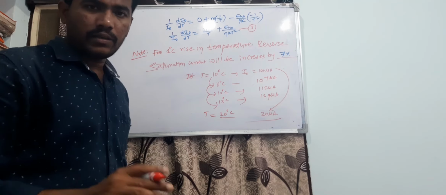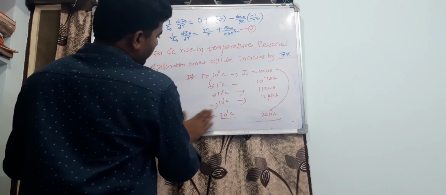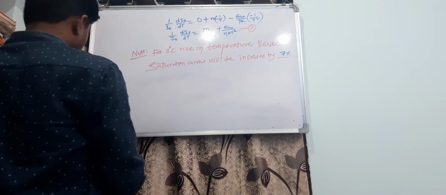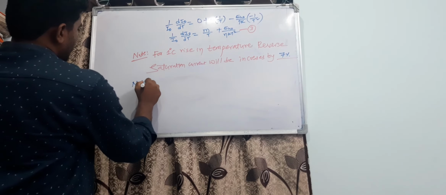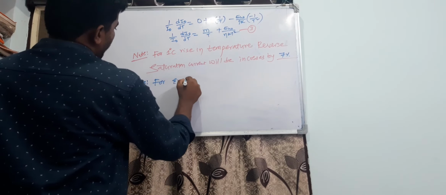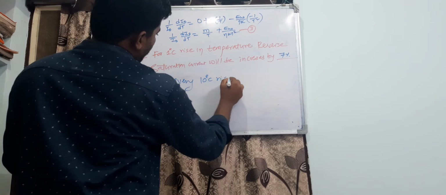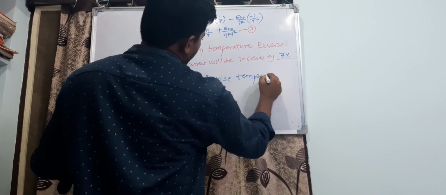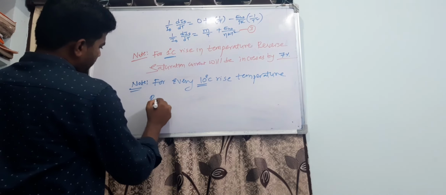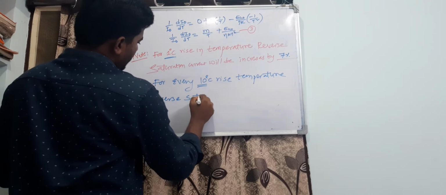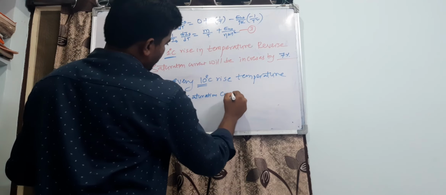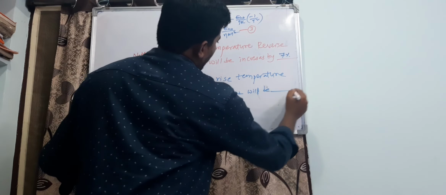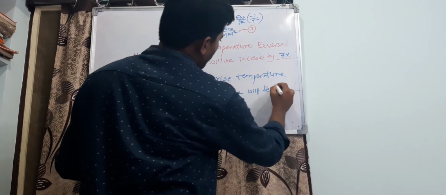Another important point you have to remember, very very important point, is this, and another important note for reverse saturation current is, for every 10 degree centigrade rise in temperature, here I am writing 1 degree rise in temperature, for every 10 degree centigrade rise in temperature, reverse saturation current will be doubled.